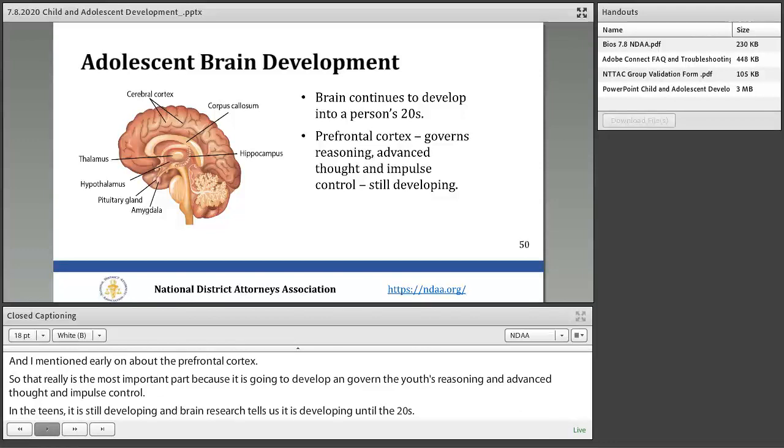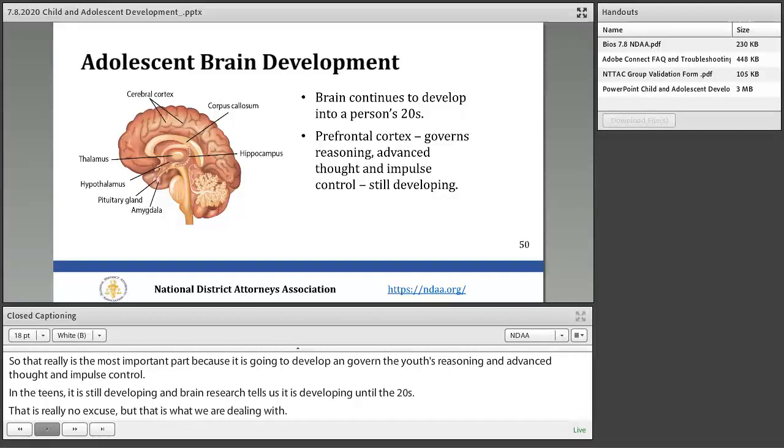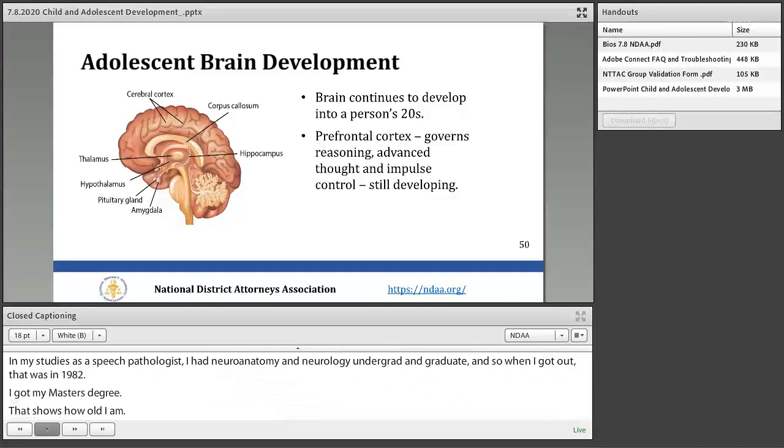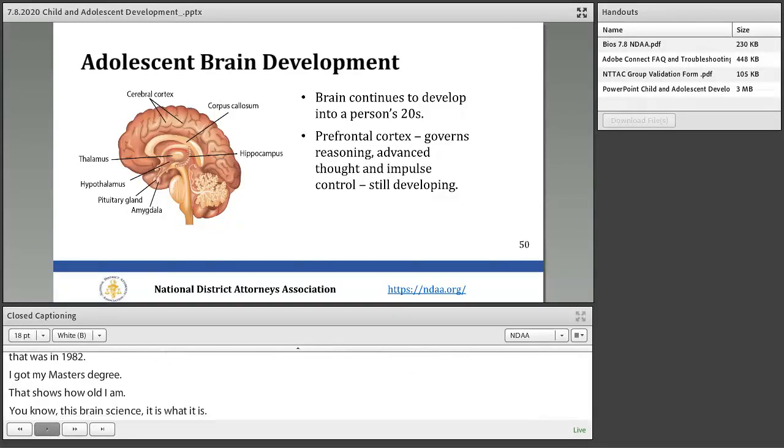That's really no excuse, but that's what we are dealing with. In my studies as a speech pathologist, I had neuroanatomy and neurology, undergrad and graduate. When I got out, that was in 1982, I got my master's degree. That shows how old I am. You know, this brain science, it is what it is. It really hasn't changed any.